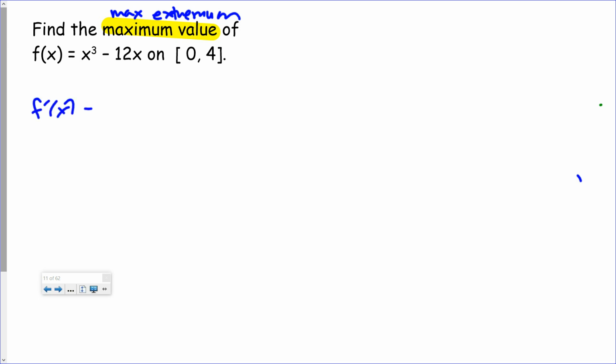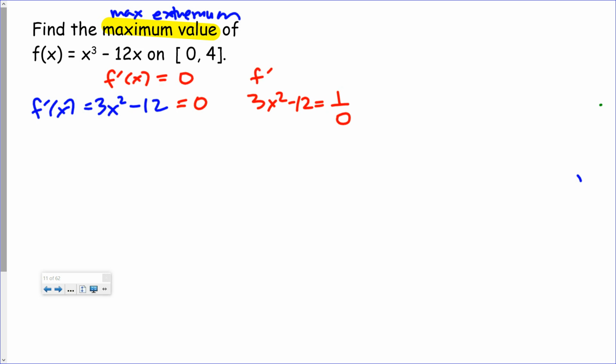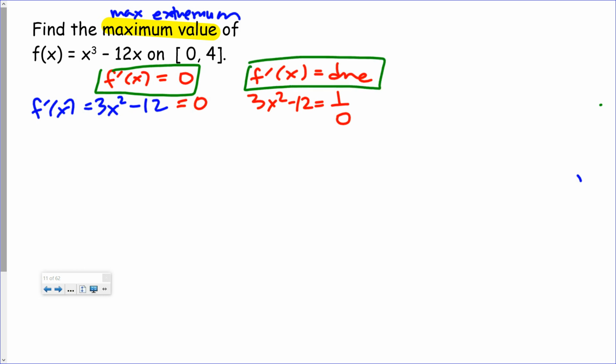Honestly, on your test, if you don't know anything, please just go ahead and take the derivative. You're going to get some partial credit for that. Then you set that equal to 0, and you set that equal to DNE. What does this help you find? This is something you need to know for your formula quiz. Your critical points. If you are trying to find critical points on your formula quiz, you need to know that it means f prime is equal to 0 or f prime is equal to DNE. That's the definition of critical points.